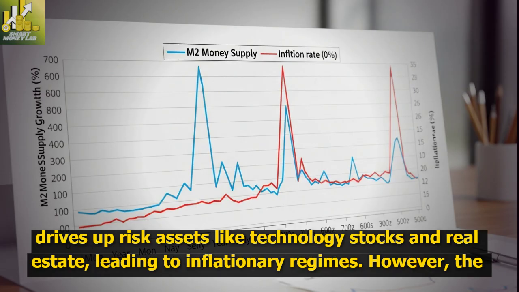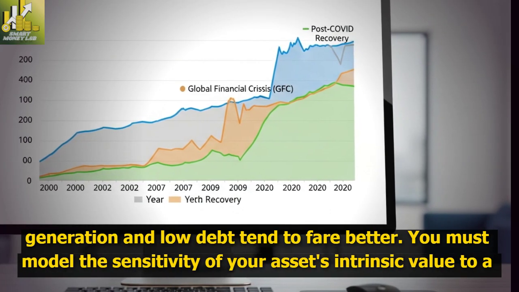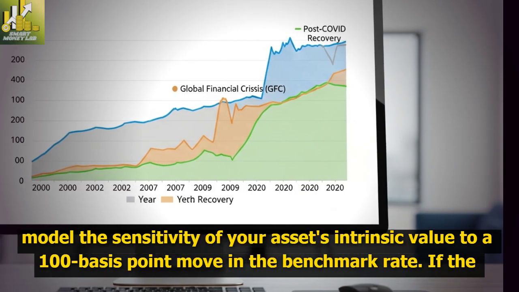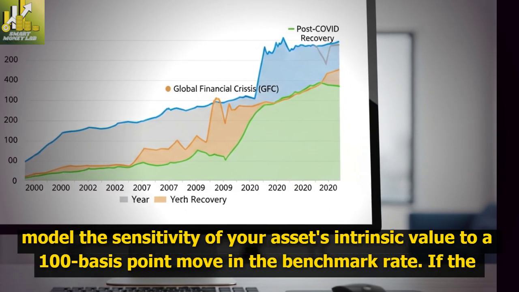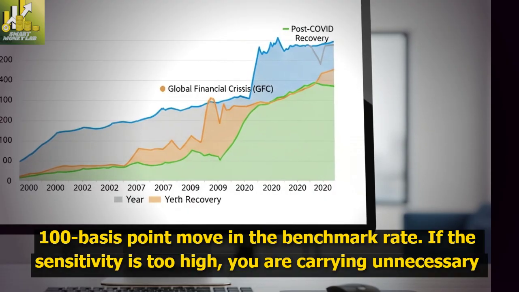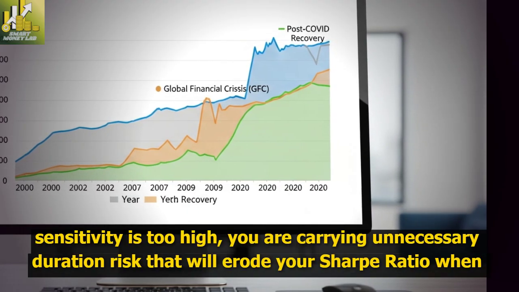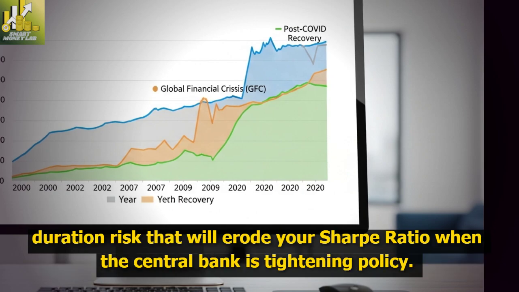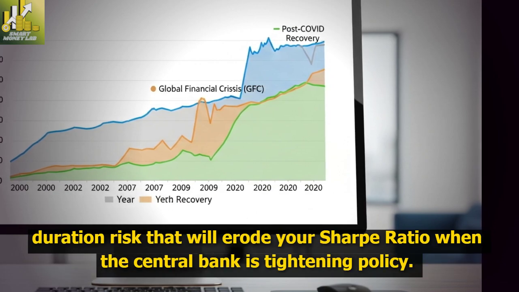Tip number 2 directly addresses the macro environment. Assess the specific impact of interest rate hikes on your asset valuation. Highly discounted future cash flows, typical of long-duration growth stocks, are brutally repriced when the risk-free rate rises, as the discount factor becomes much larger. Conversely, assets with immediate cash flow generation and low debt tend to fare better. You must model the sensitivity of your asset's intrinsic value to a 100 basis point move in the benchmark rate. If the sensitivity is too high, you're carrying unnecessary duration risk that will erode your Sharpe ratio when the central bank is tightening policy.